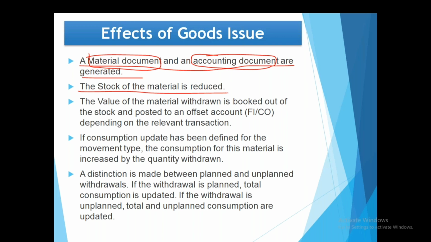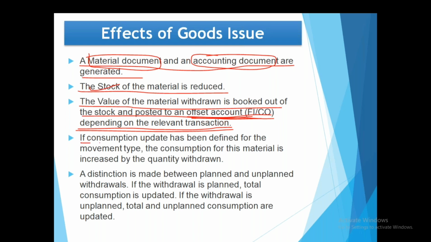In the case of goods issue, the stock of the material is reduced. In case of GR, stock is increased. In case of GI, goods issue, the stock of the material is reduced. And the value of the material withdrawn is booked out of the stock and it's posted to an offset account depending upon the relevant transaction. So the stock value will be posted to an offset account, which is from the finance side of SAP, depending upon the transaction you are using. That is the one thing.